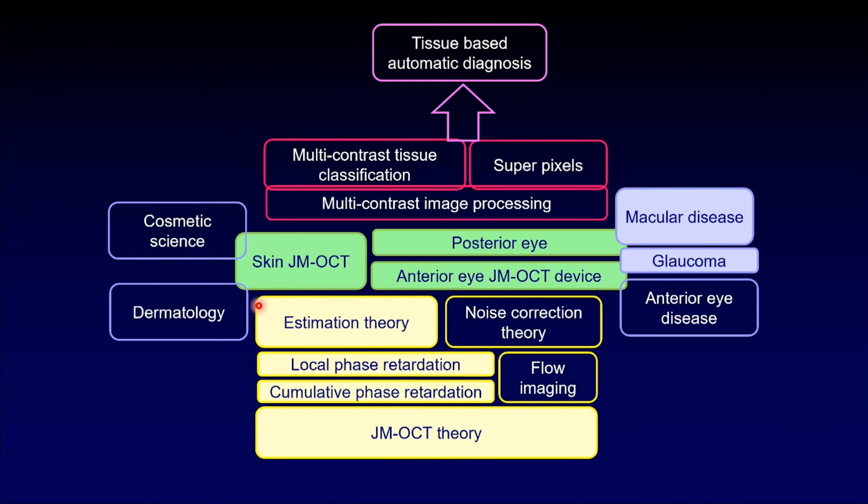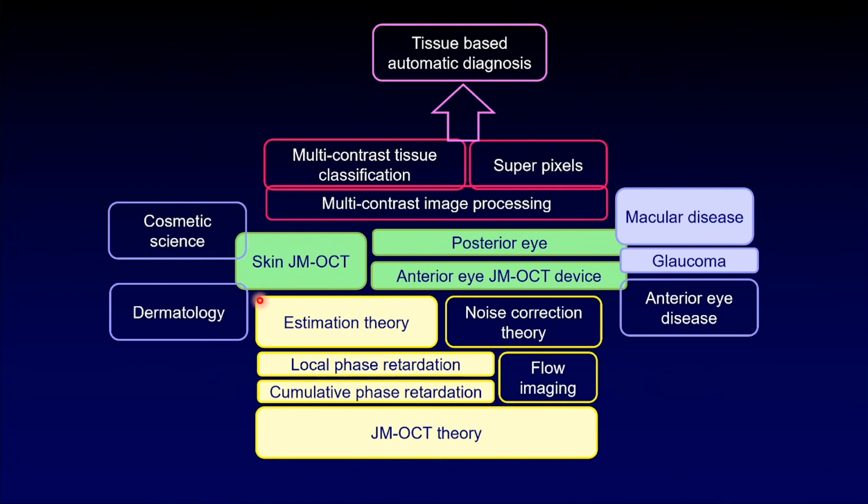It includes something like a mathematical estimator or probabilistic estimators, or some algorithm to extract the local phase retardation and a cumulative phase retardation and a degree of polarization uniformity measurement and a noise correction and so on. Okay, and it's a theoretical part.